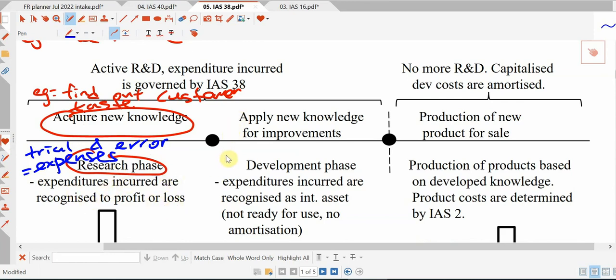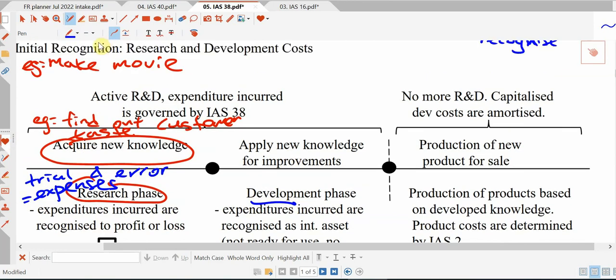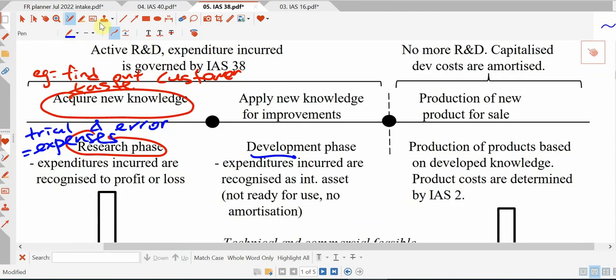After you found your direction, you want to develop. In my example here, it is to make the movie lah. Okay? So we develop the movie.